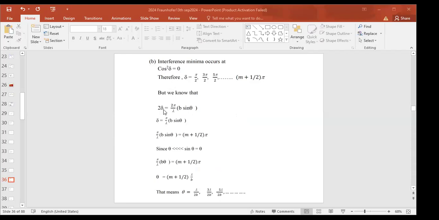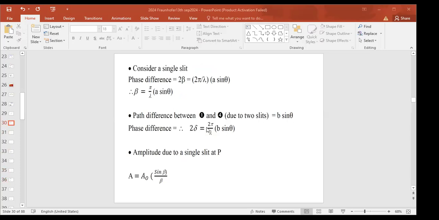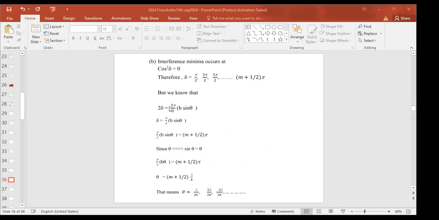Now we are going to combine these things. 2 delta is equal to 2 pi over lambda b sine theta. We got this at the very beginning, this equation. Now we are going to use that relationship here. From here, you can write delta is equal to pi over lambda b sine theta, just dividing by 2, the 2s cancel out. Because we know delta can be written like this, m plus half into pi, now combine these two equations. Pi over lambda b sine theta must be equal to m plus half pi.